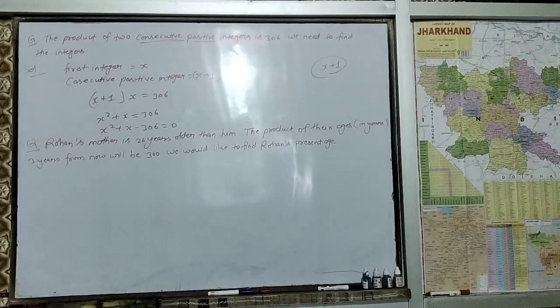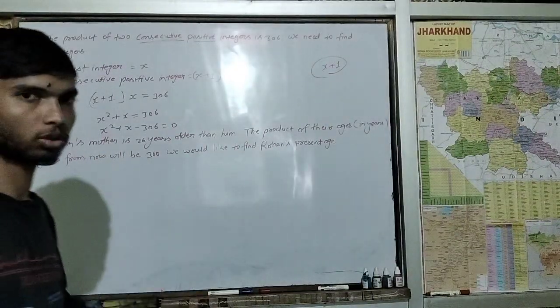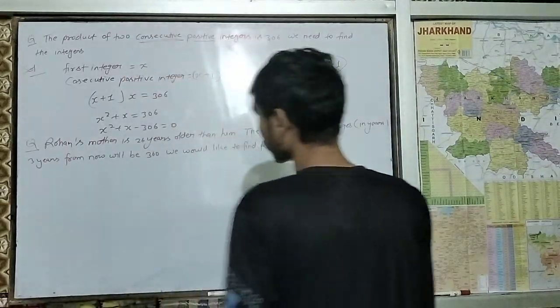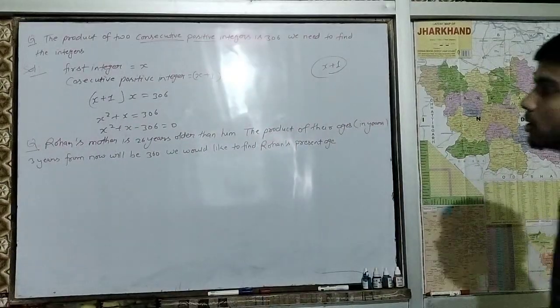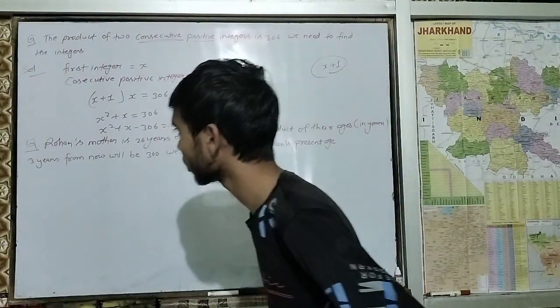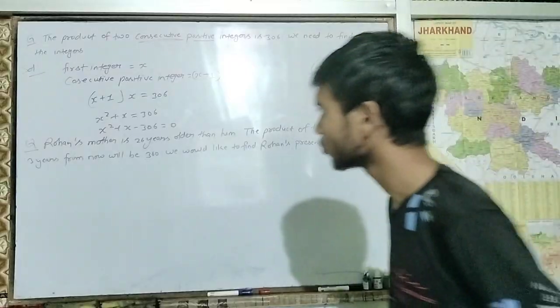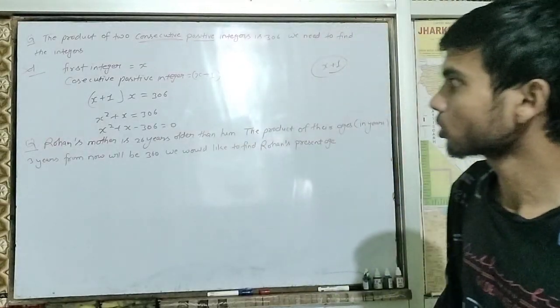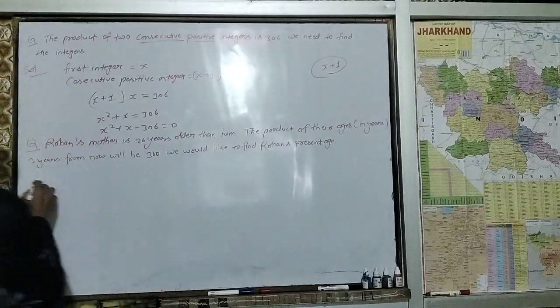Wrote this question. Rohan's mother is 26 years older than him. The product of their ages in years, 3 years from now, will be 360.